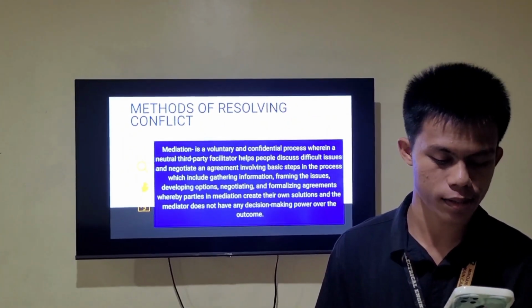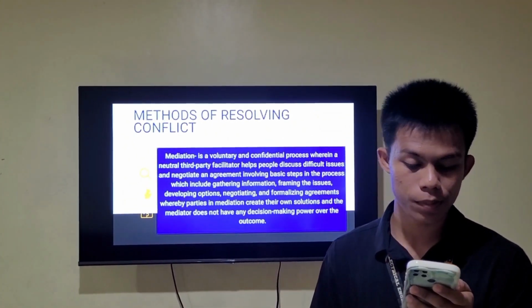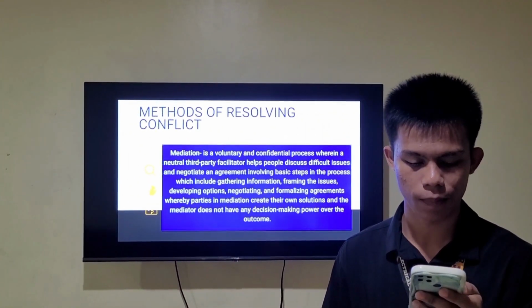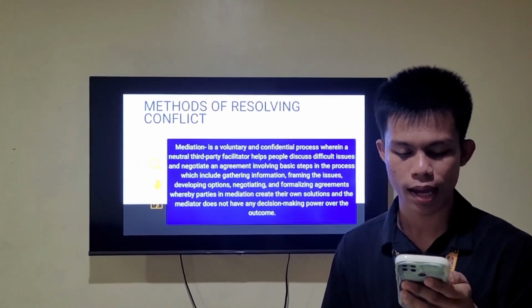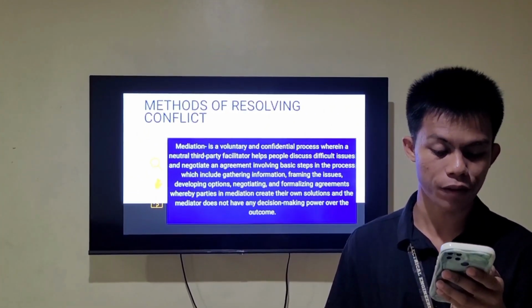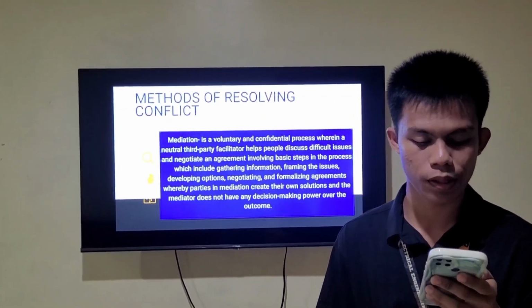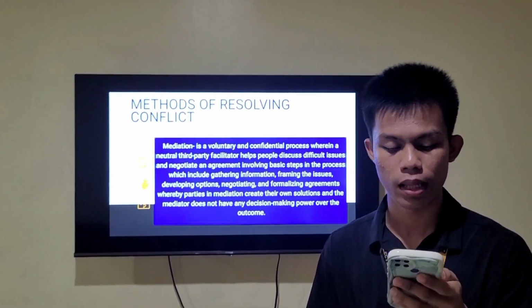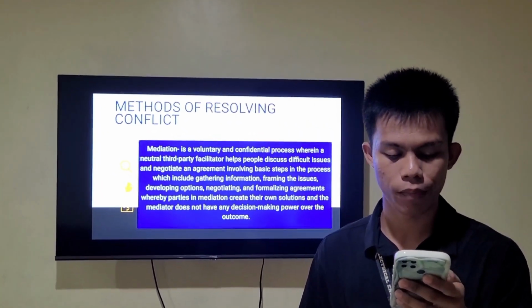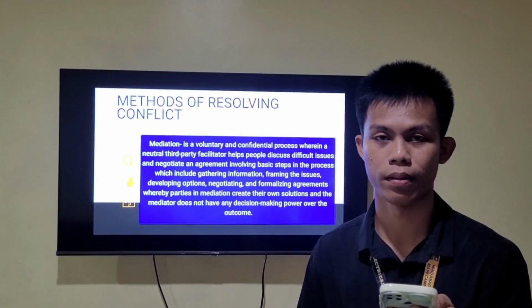The manager acts as mediator. The manager listens to both sides, helps them discuss their concerns, and guides them to find a fair way to split the work. In the end, they agree on a solution that both are happy with, and the manager does not decide for them but helps them reach their own agreement.